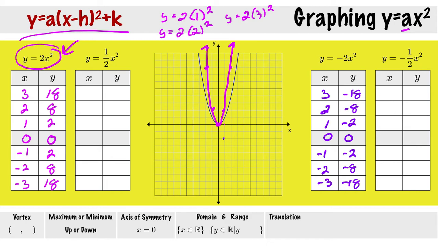The opposite is true when you have the negative 2x. And again, I'm just going to plot them quickly. And that one is going to open down.